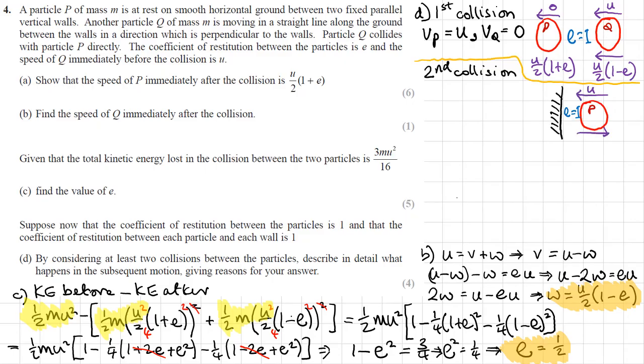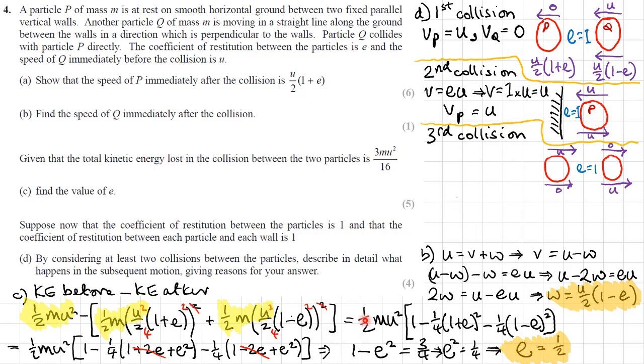So this is the setup for the second collision. P is moving towards the wall at speed u, and it's going to rebound from the wall. Now if we use v is equal to eu to work out the speed of P after it rebounds from the wall, since e is 1, v is equal to 1 times u, so that's just going to be u. So it's going to rebound at the same speed that it hit the wall, which is u. Now this is the setup of the third collision.